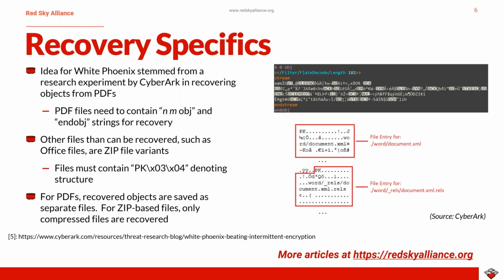As we can see on the lower right over here, the compressed files within Office documents tend to be XML files. CyberArk was able to recover data from a partially encrypted Excel file during their investigation, and they were able to create a new file with the recovered data. For PDF files, the White Phoenix tool implements the logic for identifying objects, extracting them, and saving them as separate files named after the recovered file. For zip-based files, only the unzipping step is implemented in the tool, as there is no guarantee that the recovered fragments could produce a valid document.